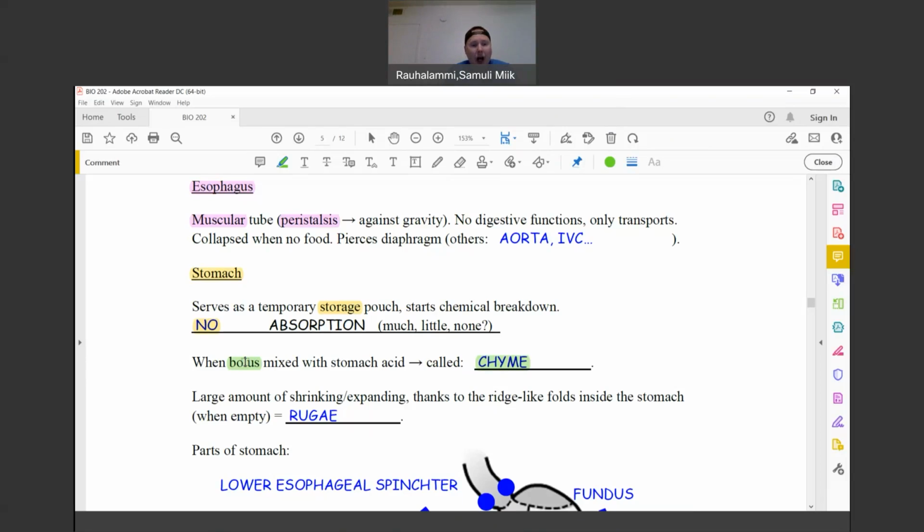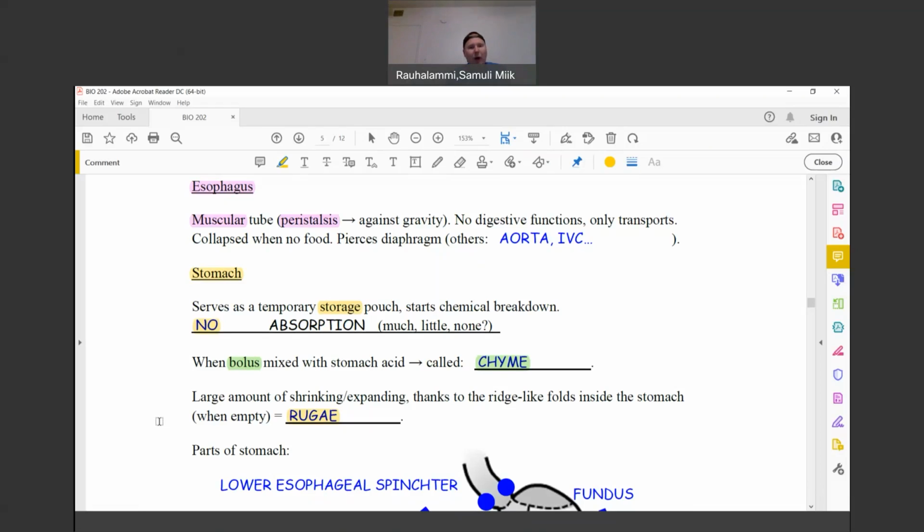If you've ever had the runs, diarrhea, what comes out is very chyme-like, a very watery mixture. The stomach has a large ability to shrink and expand as needed. This is thanks to these structures that we had a look at when we dissected the stomach, known as rugae. Rugae are these kind of wiggly bumps inside the stomach. I wish that I could draw on the screen, but unfortunately my computer is not allowing me to do that at this very moment.